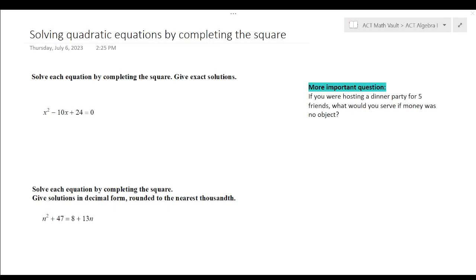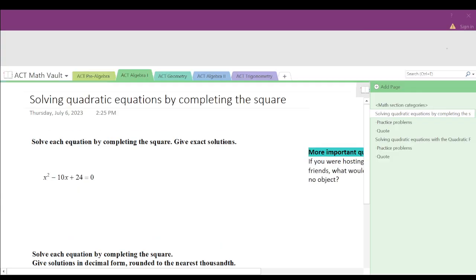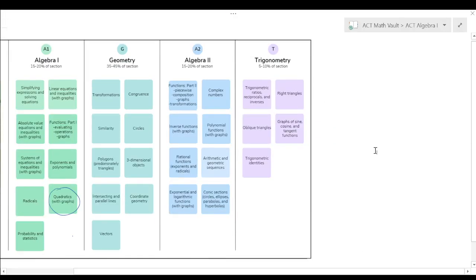Here are the two problems that we'll do, and to make sure we don't take ourselves too seriously, let's think about the fun question. If you were hosting a dinner party for 5 friends, what would you serve if money was no object?